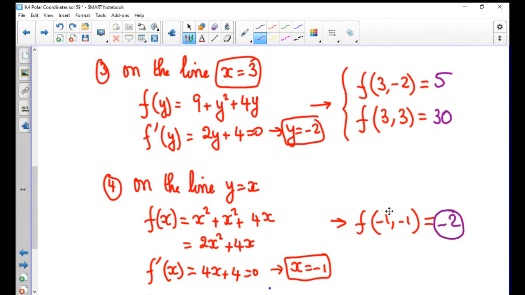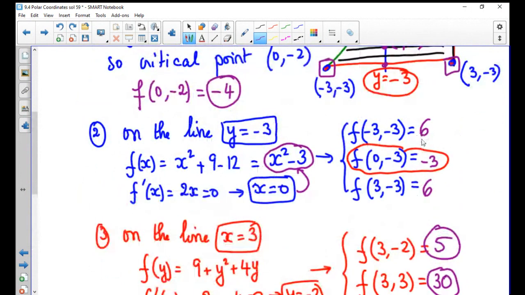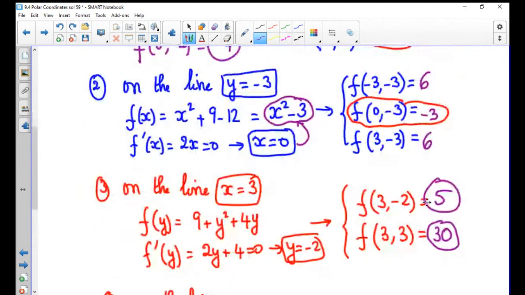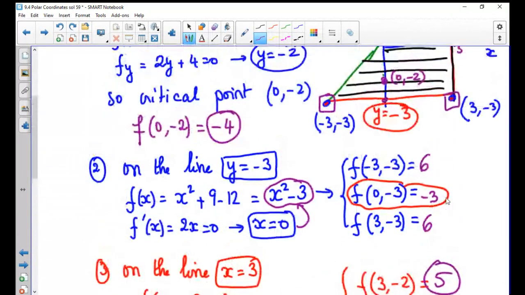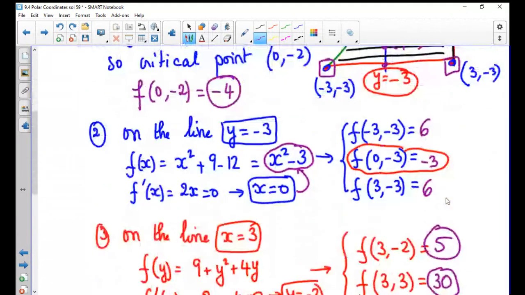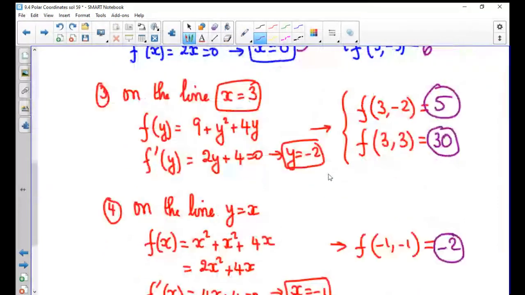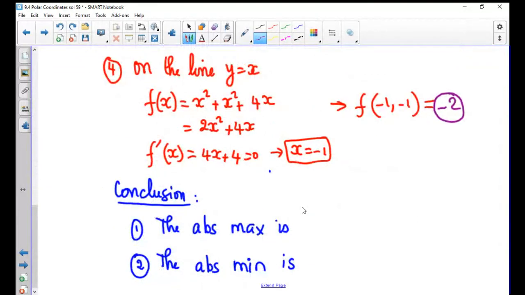Now, look at all these values. What is the absolute maximum of this function? 30 is the absolute maximum, the biggest value, and the absolute minimum is minus 4. So absolute maximum is 30, absolute minimum is minus 4. That's how you do it.